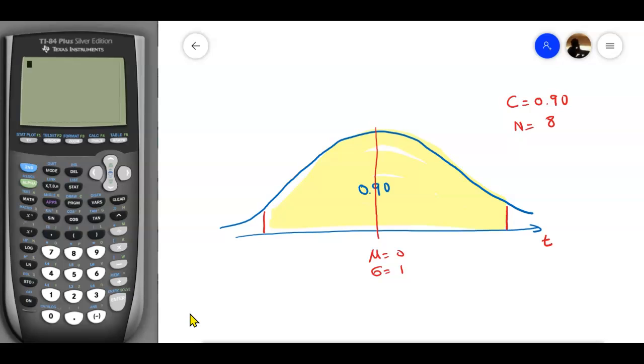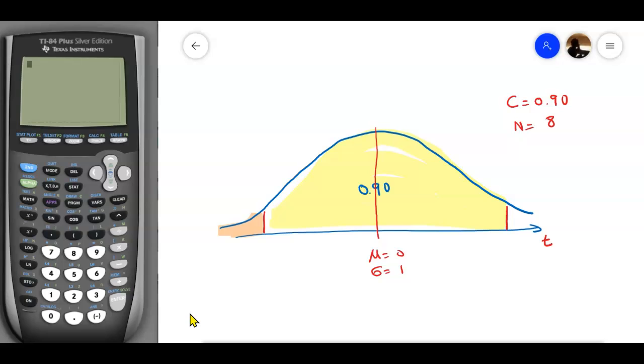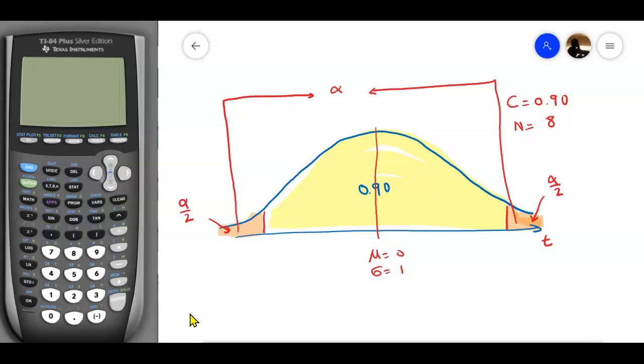It means we want to identify the tails as well. All right, so these two tails over here, the size of this tail and the size of this tail, that's what we're going to call alpha. So this alone is going to be alpha over 2 and this alone is going to be alpha over 2. So alpha again is a probability, very similar to the confidence interval, which is another probability.